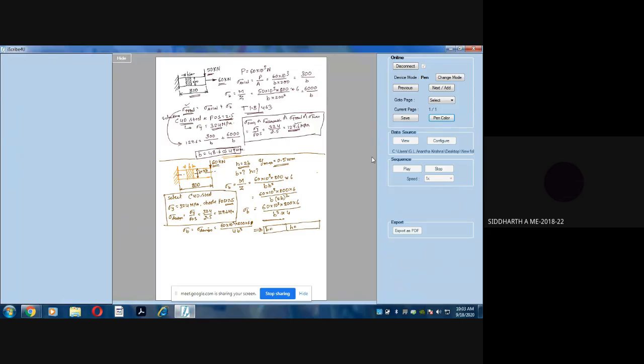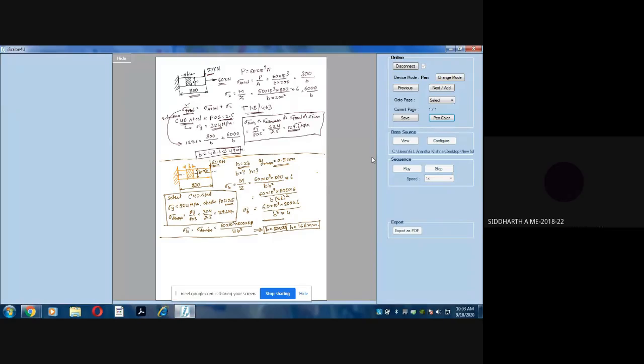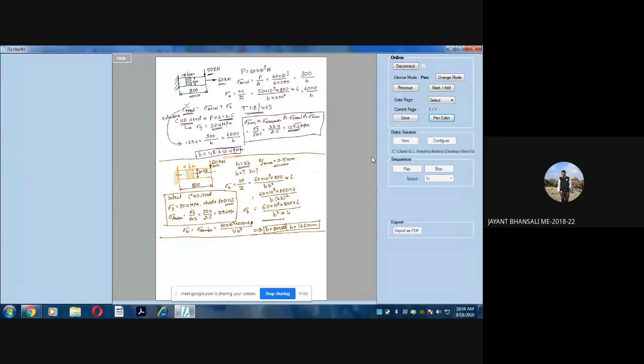So is it 82.2? Yeah, that's correct. 82.2, that is 83 mm, and this is going to be 166 mm. That's the value of H, correct? So I got 164.41 value of H. 82.2, round it off to 83 mm. Then multiplied by 2, you will get 166. Correct? Yes, sir.